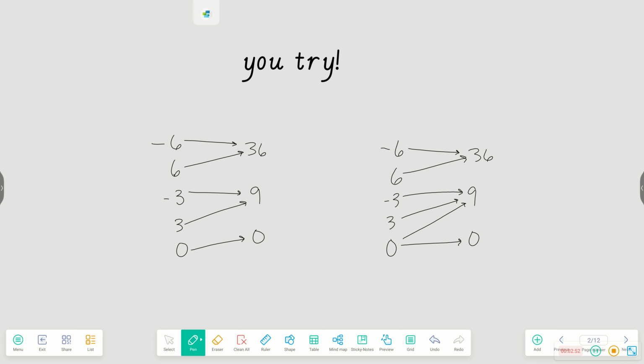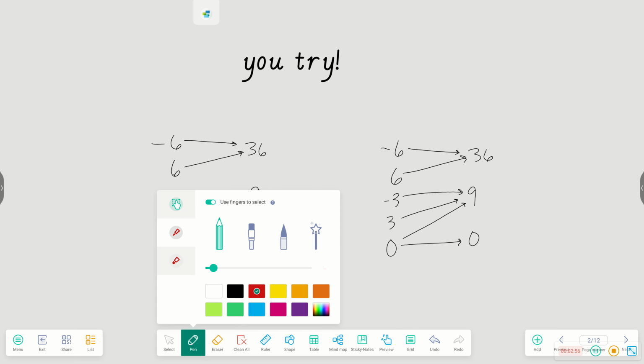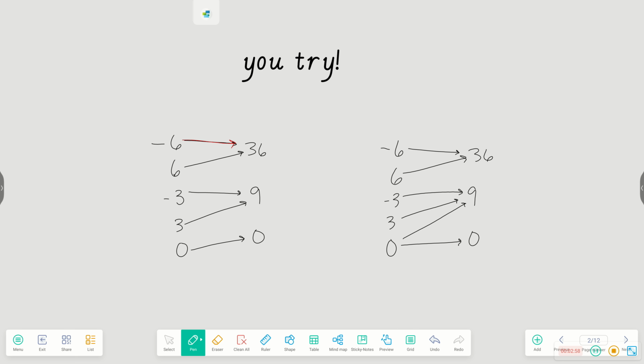So this first one is actually a function, and the reason why is because each person has one birthday. -6 has a birthday, 6 has a birthday, -3 has a birthday, 3 has a birthday, and 0 has a birthday. Nobody has two birthdays. They can have the same birthday. They just can't have two birthdays. So this is a function.